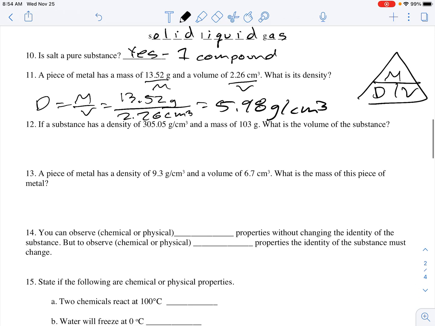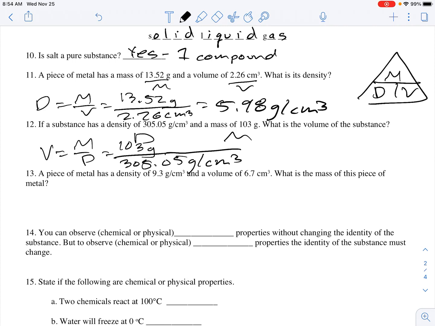Okay, here I have density and I have mass, so I'm solving for volume. So I'd cover up volume here, which would be equal to m over d. So volume is equal to mass over density. So that would be 103 grams divided by 305.05 grams per cubic centimeters. 103 divided by 305.05 is equal to 0.34 cubic centimeters.